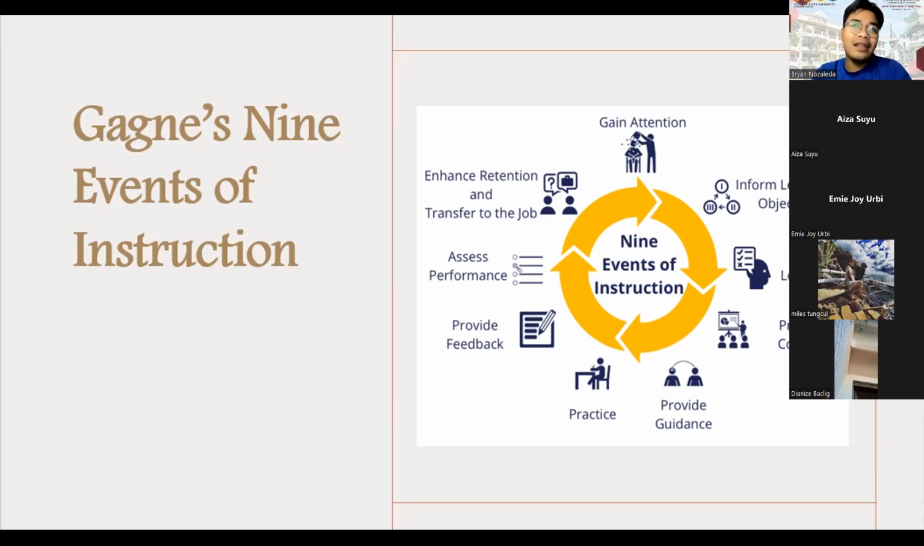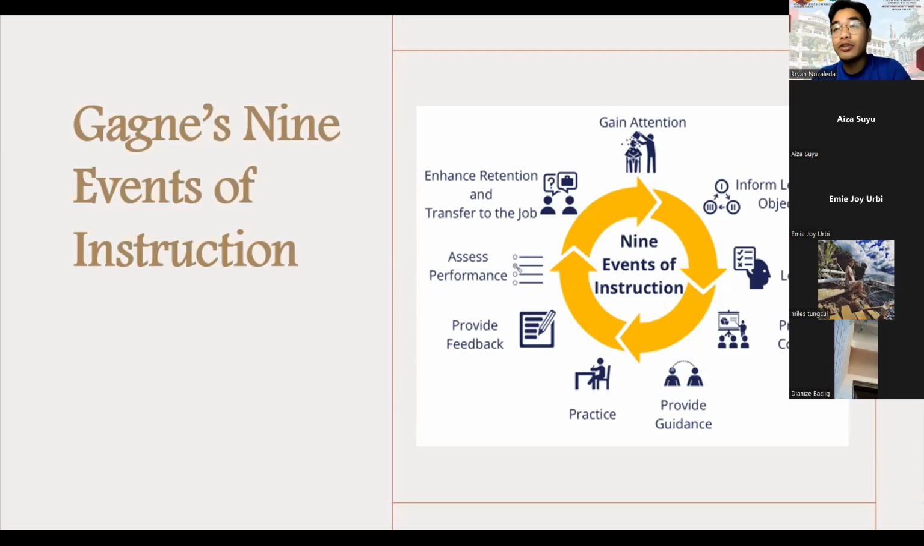So, it's not really like hindi ka magja-jump dun sa today, our lesson is ganito, ganyan. Hindi. You don't do that. According to Gagne, although many teachers do that, before presenting your lesson, you must inform your learners of the objectives. Because take note, the objectives are meant for the learners to achieve, and they are not meant for the teachers to do. You must inform them kung ano yung objectives nila.